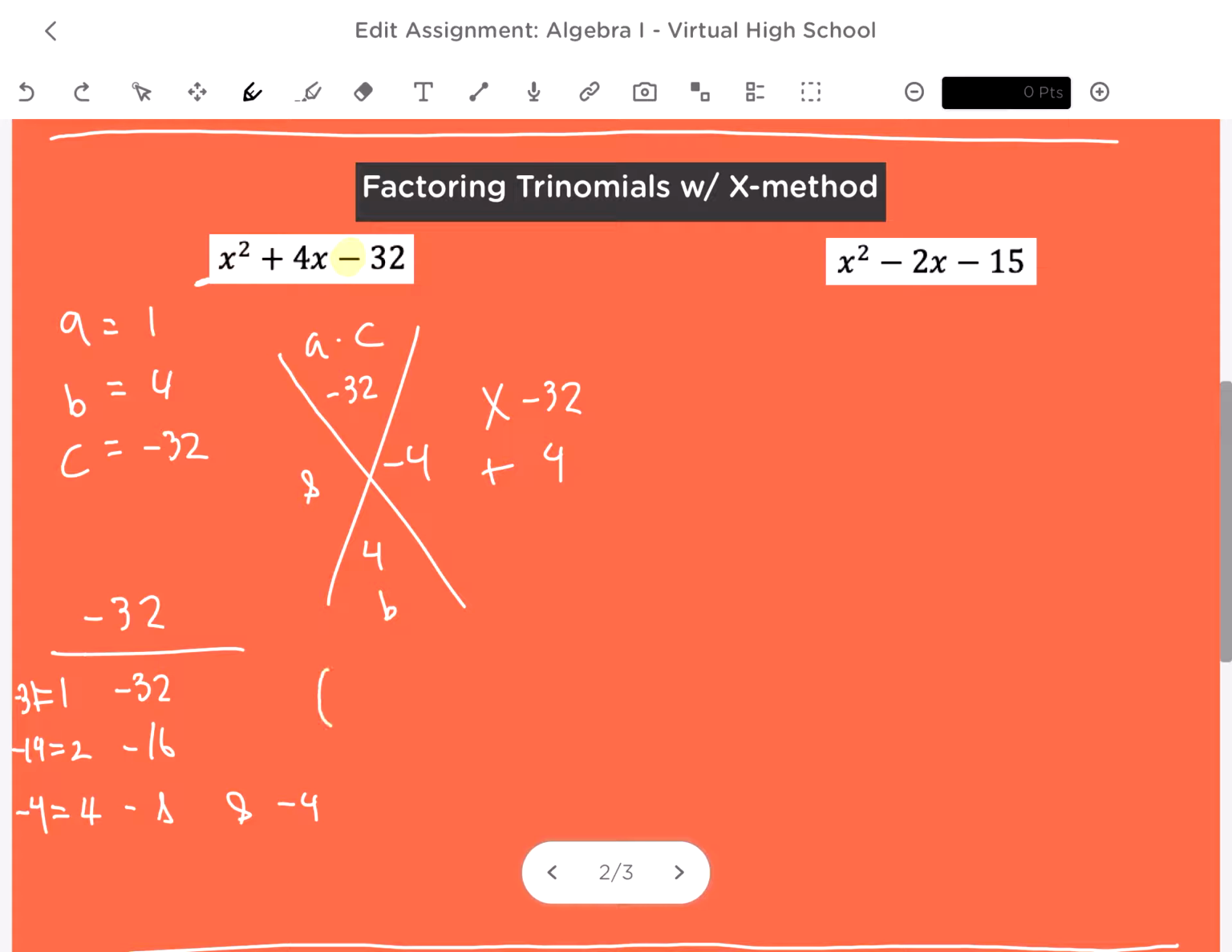And then we're just going to put them into the two binomials. So I'm going to have x plus 8 and x minus 4. And that is going to be my final factored form. Okay? You guys do the second one.